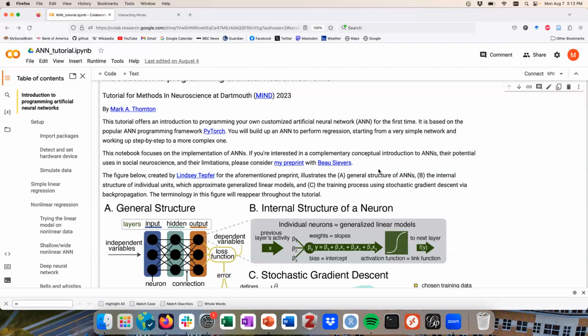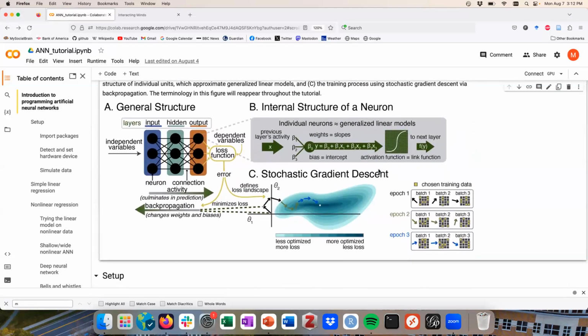All right, so this is a nice schematic view of the bits and pieces of an artificial neural network. And we'll be looking at some of these and how to actually implement them in code today. This was illustrated by Lindsay as her first piece of professional science communication illustration. So well done, Lindsay.